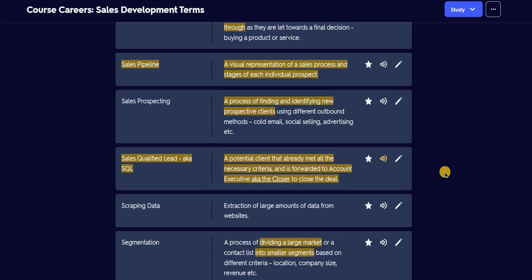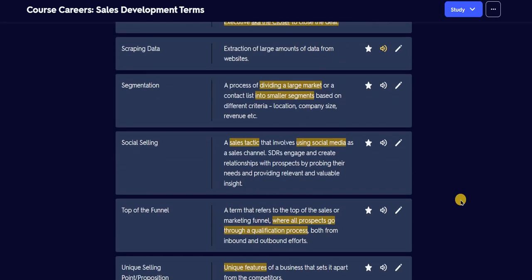Sales Qualified Lead, also known as SQL, a potential client that already met all the necessary criteria and is forwarded to account executive, also known as the closer to close the deal. Scraping data, extraction of large amounts of data from websites.